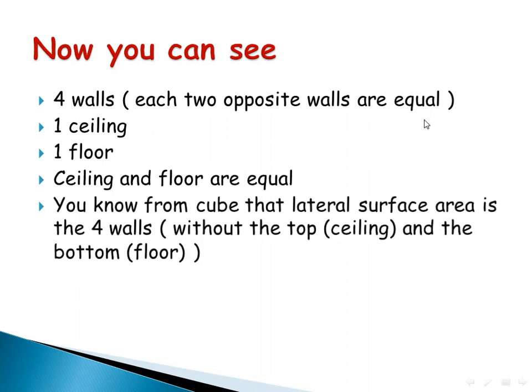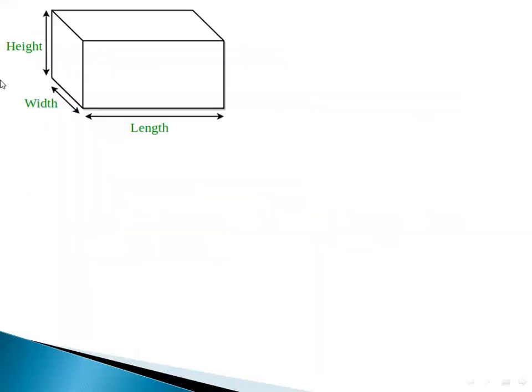You know that from cube, that lateral surface area means the area of the four sides, the area of the four walls, without ceiling and without floor. Here are the three dimensions of the cuboid: height, width, length.